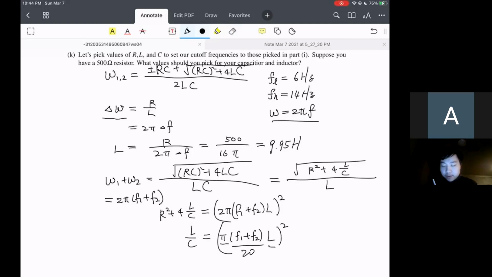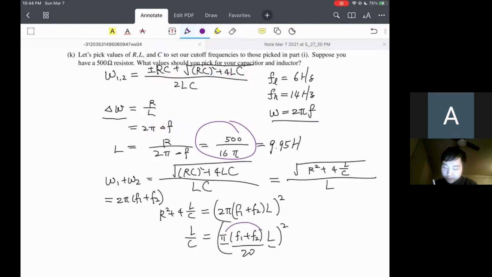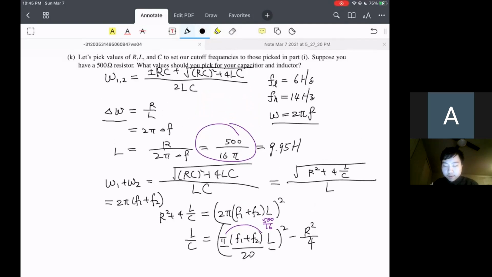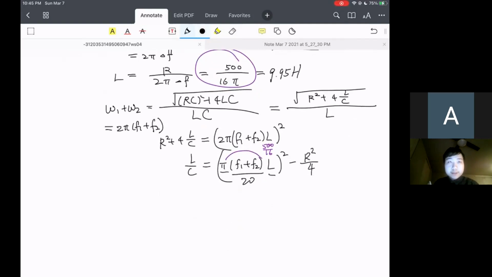Also, we notice that pi L is just 500 over 16 from this equation. So these two actually combine to 500 over 16. So it's not that disgusting. Minus R squared over 4. Okay, minus R squared over 4. Should probably be writing it in a lovely color. Minus R squared over 4. We know that R is actually 500. Okay, and so if we plug in all the values, we see that C is actually equal to 30.3 microfarads.